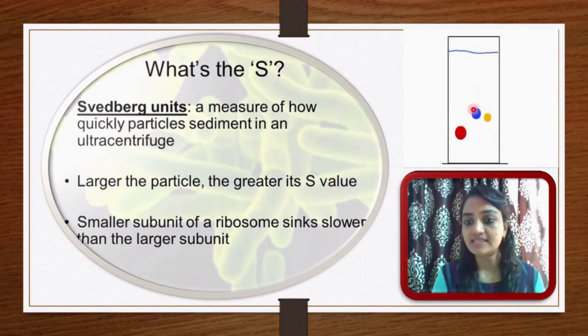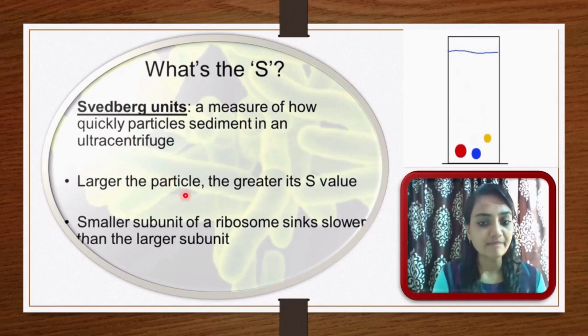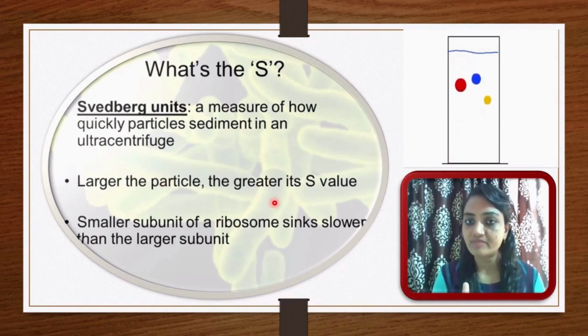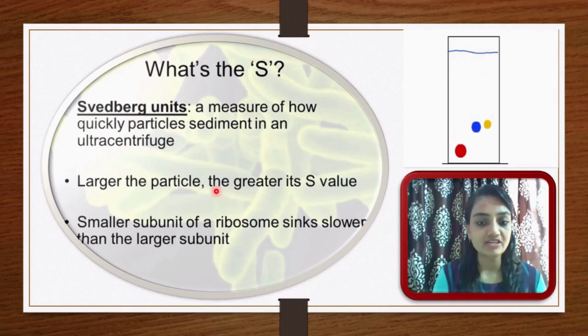Here in this diagram, this red color is the larger molecule, so it will sediment quickly as compared to this one or this one. Red is the largest, this is the middle one, and this is the smallest one. You can see which one gets sedimented first. The red one is sedimented first, meaning the larger the molecule, the sooner it sediments. So the larger the particle, the larger the Svedberg unit will be.